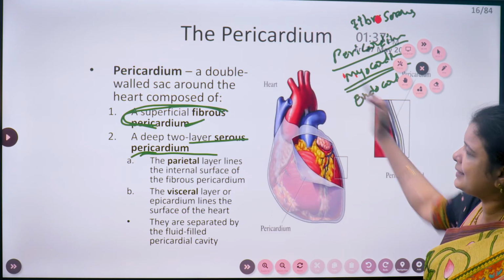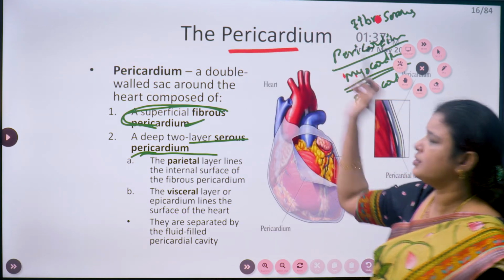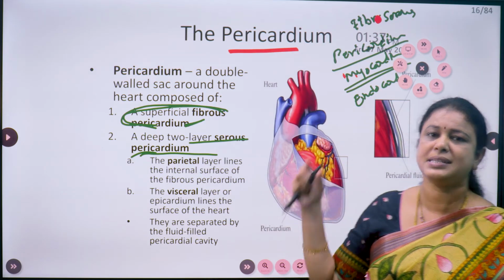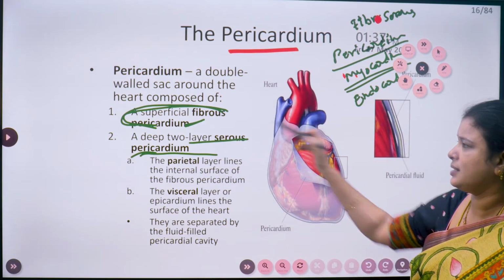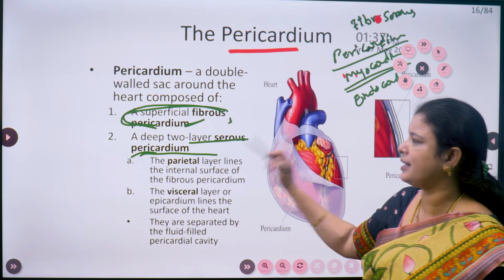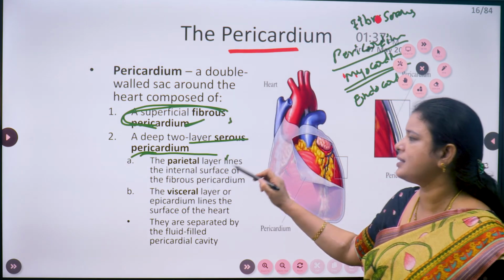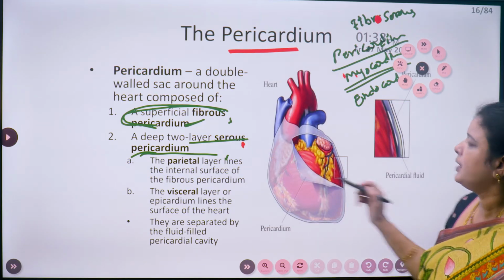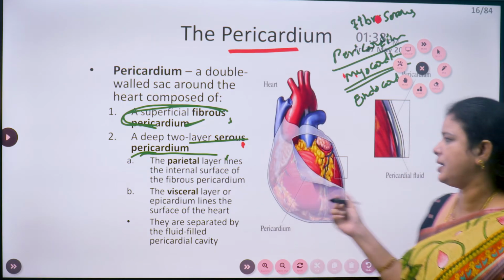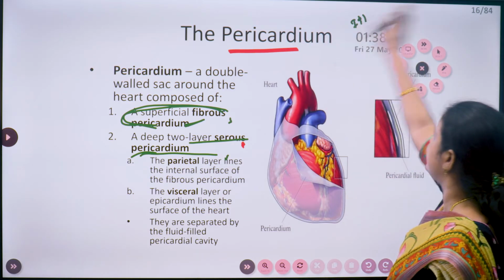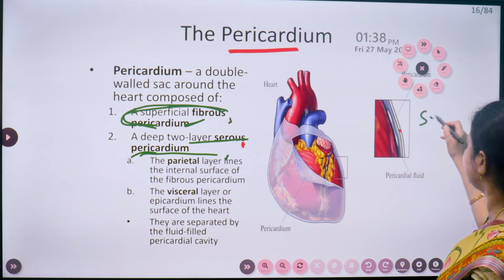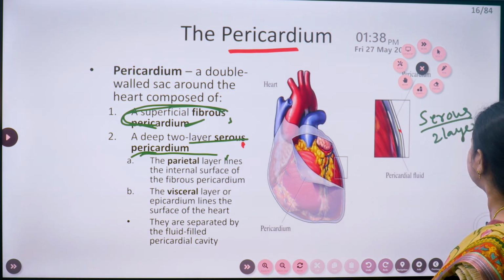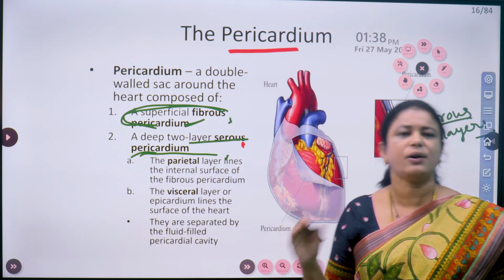Of these three layers, the first, superficial one is the pericardium. The pericardium is again divided into the superficial fibrous pericardium and the deep two-layer serous pericardium, which has a parietal and a visceral layer. A serous layer means it should have two layers.